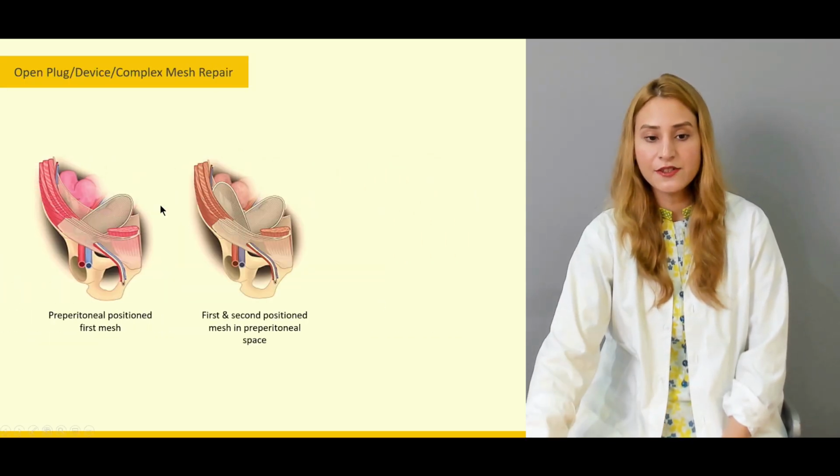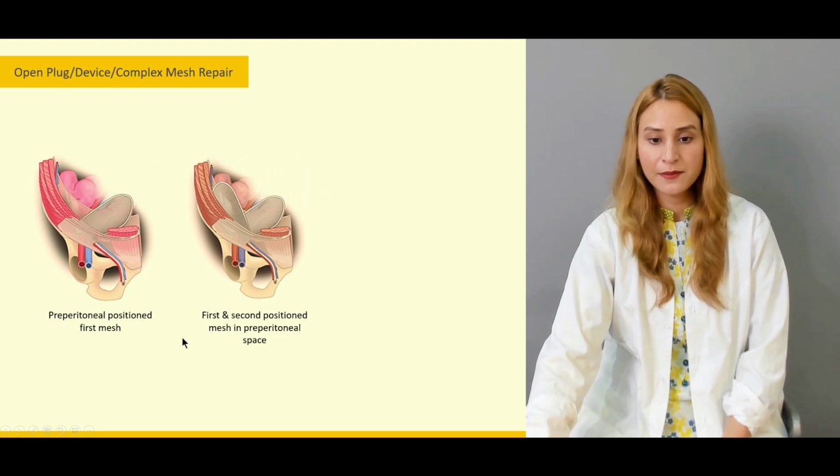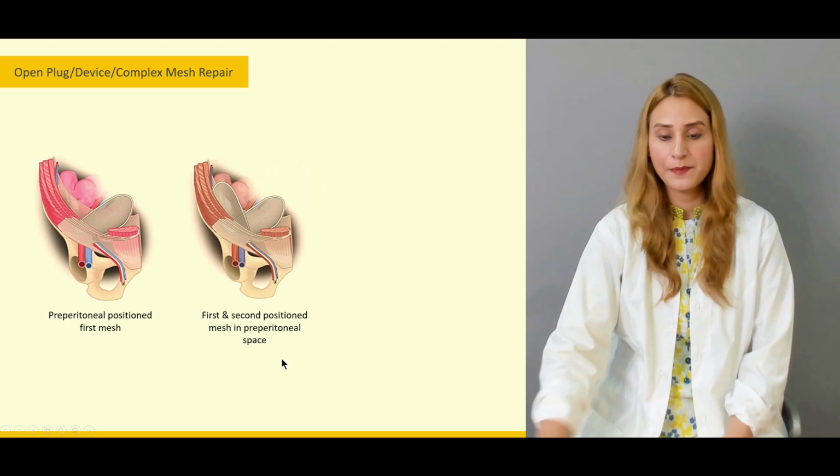You can see here as well, it is basically the preperitoneal mesh repair, and you put the plug in that deep inguinal ring into the preperitoneal space. You can see here the first and second position of the mesh in the preperitoneal space as well.